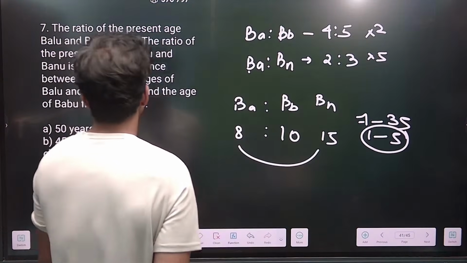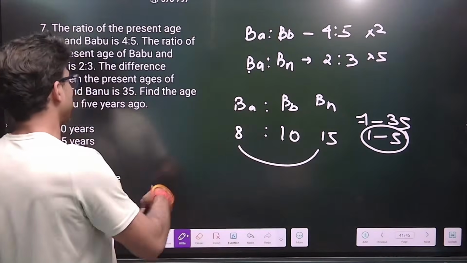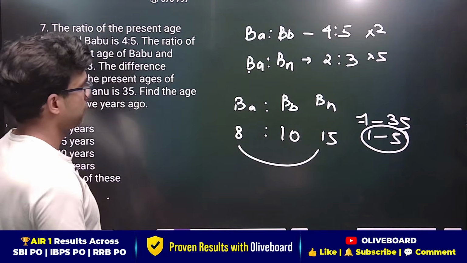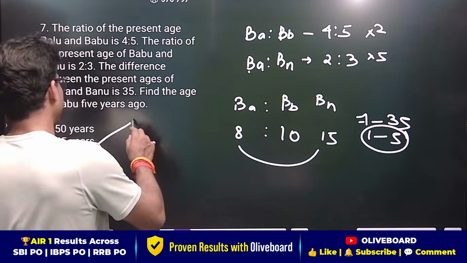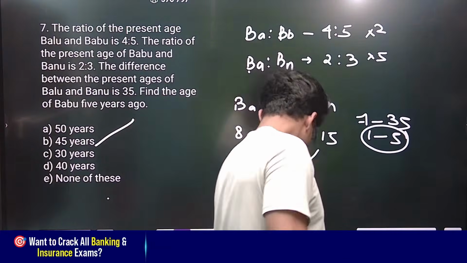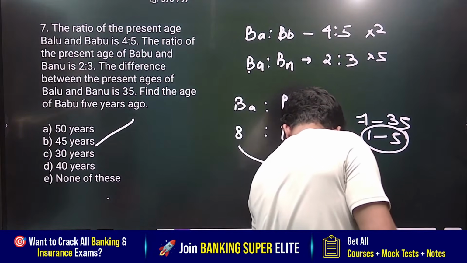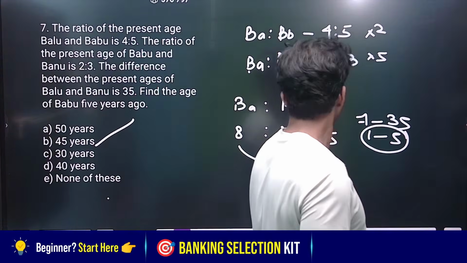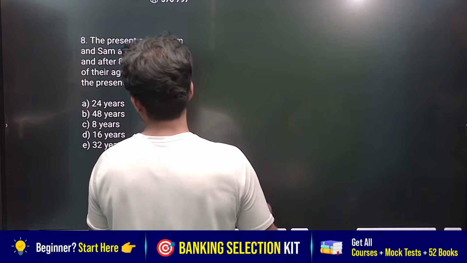If 1 is 5, find the age of Banu 5 years ago. Banu is 75, 5 years ago would be 70. Correct? Very good. Come on, try.